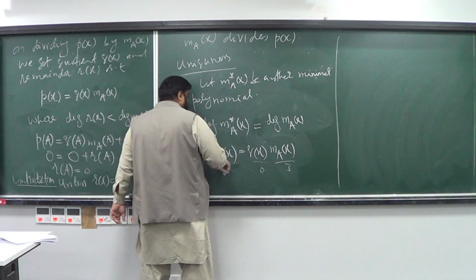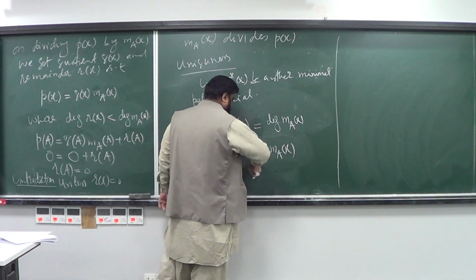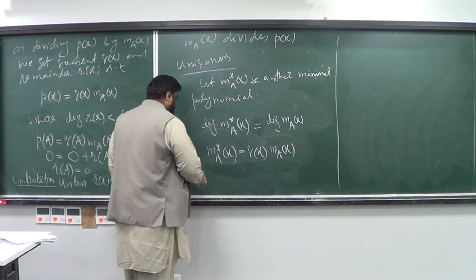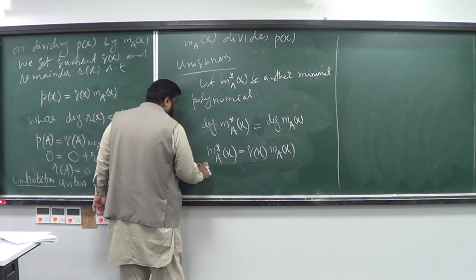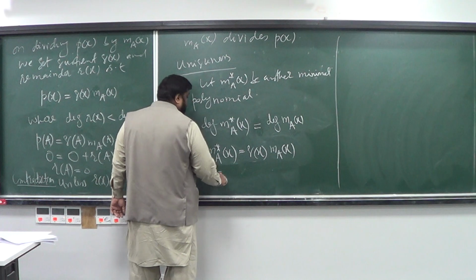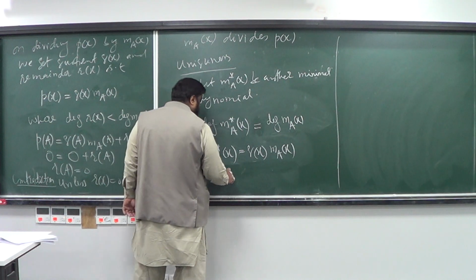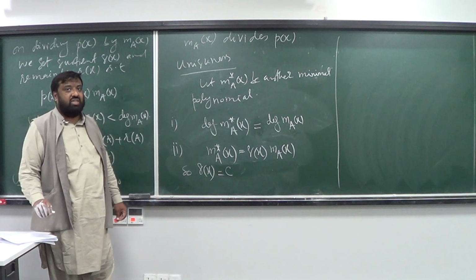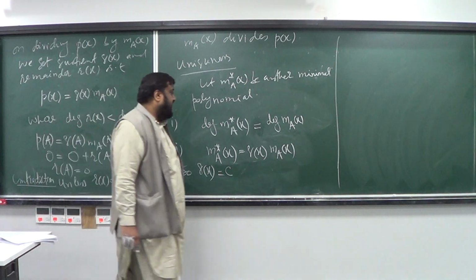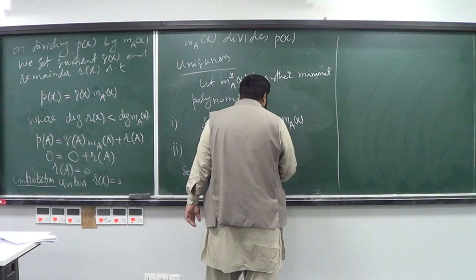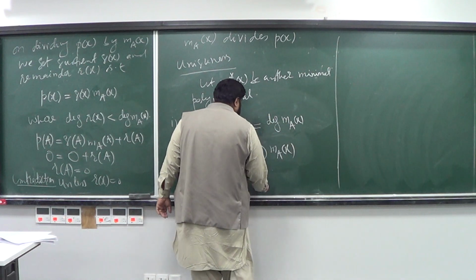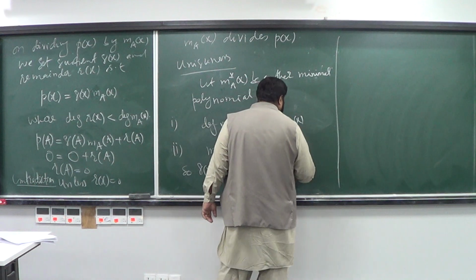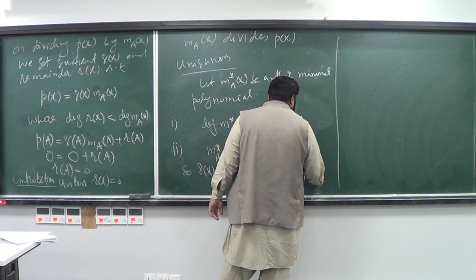In other words, since their degrees are equal, the q of x must be a 0 degree polynomial. In other words, it must be a constant. And if it is a constant, then that means that m star A of x must be C times m A of x.